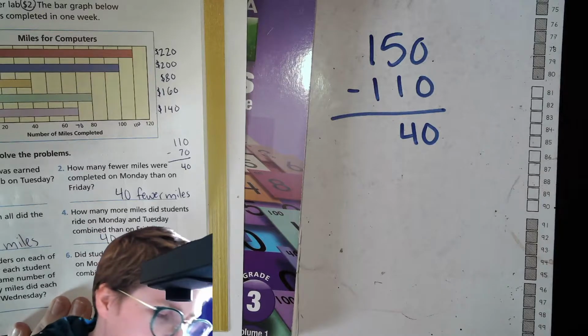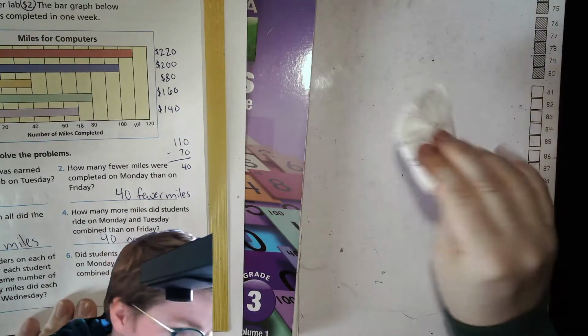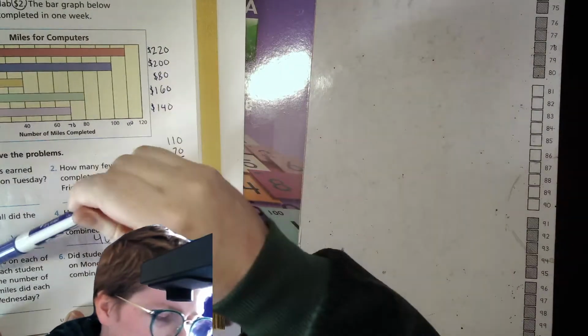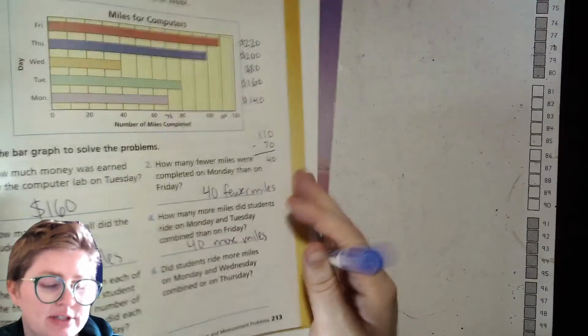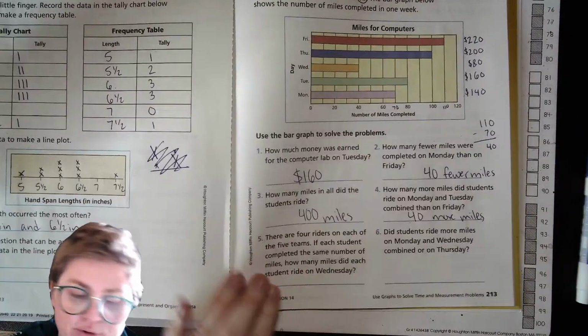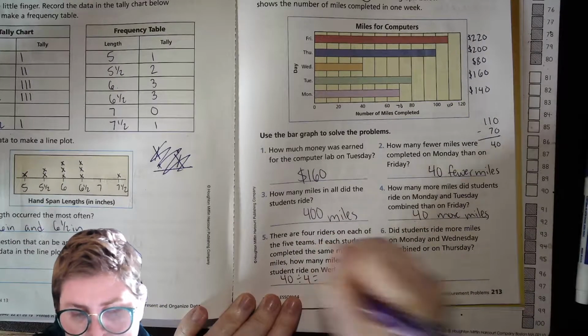There are 4 riders on each of the 5 teams. If each student completed the same number of miles, how many miles did each student ride on Wednesday? So we're going to take the Wednesday amount, which is 40, and divide it by the number of riders, which was 4. 40 divided by 4 is what? 10.